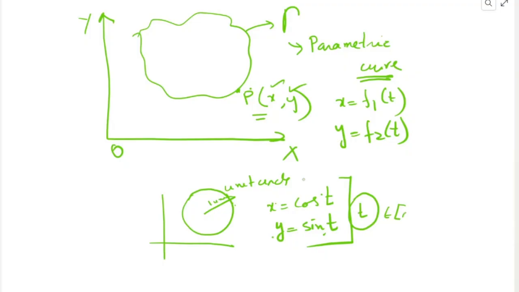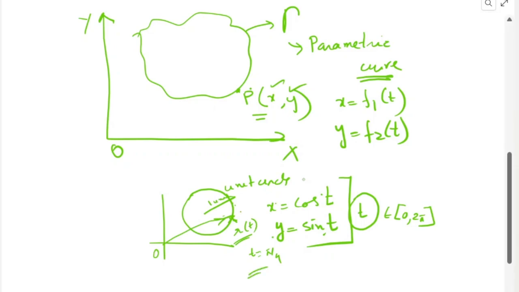It will vary from where to where? 0 to 2 pi. So if you take any point, say this point, and this is the origin, and I draw a vector here like this, say this is r(t), then it has some value, say t equals pi by 4.